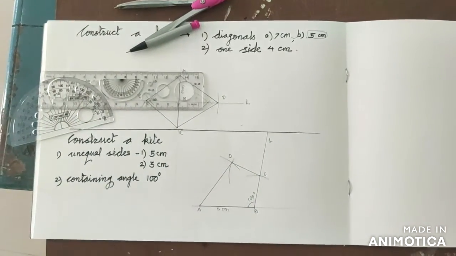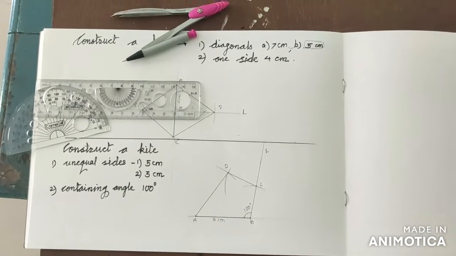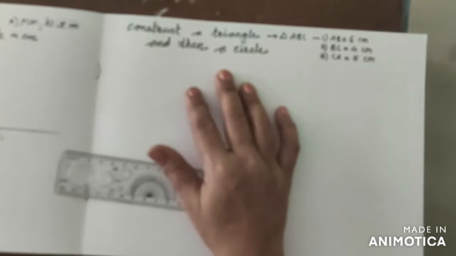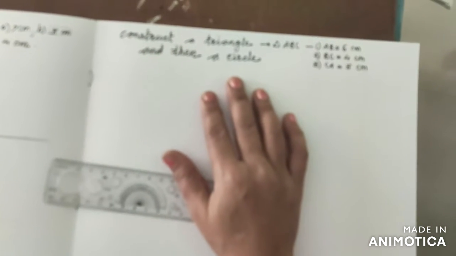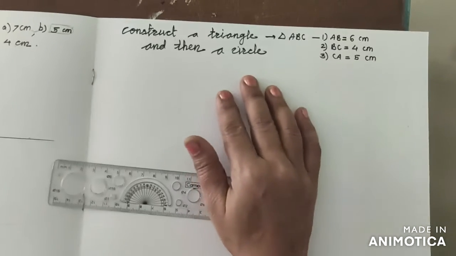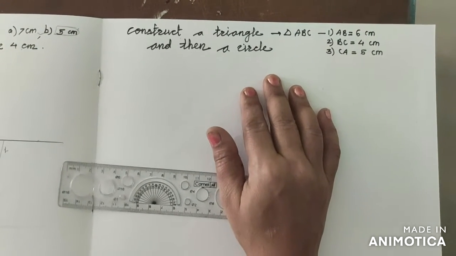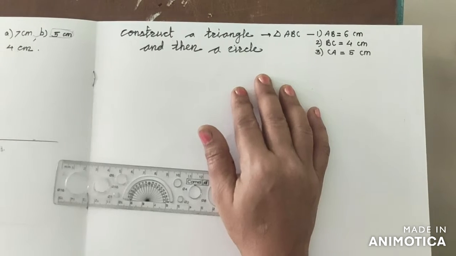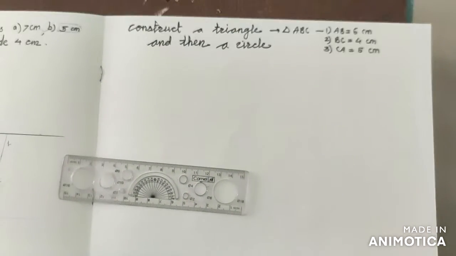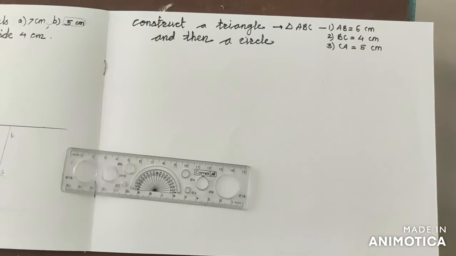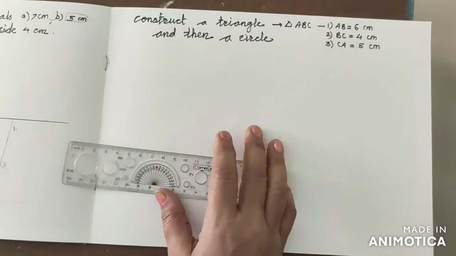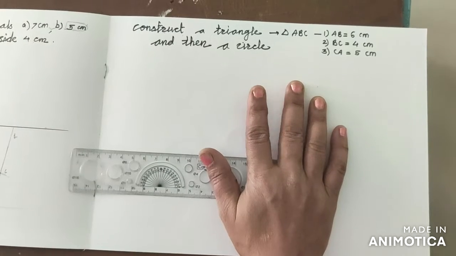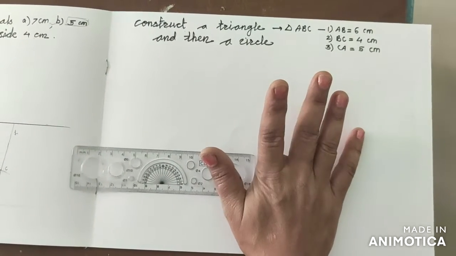Understand? In this way we get our kite. Friends, now we are going to learn the constructions related to the circle. We already learned the kite, then the triangle, and line division. All this construction we learned already. Now we include the constructions about circles.